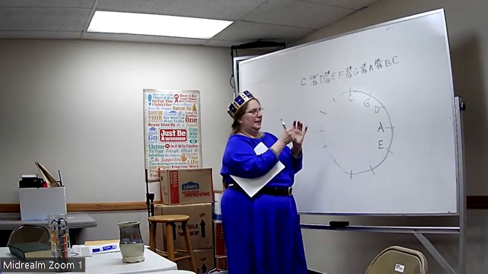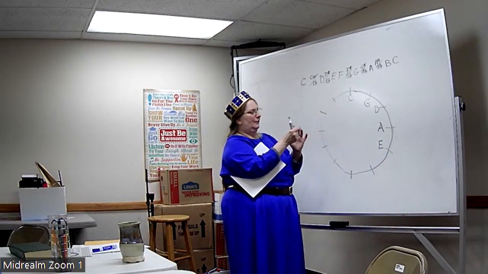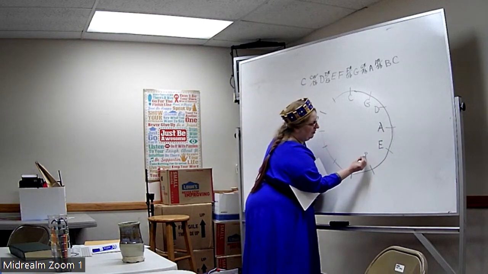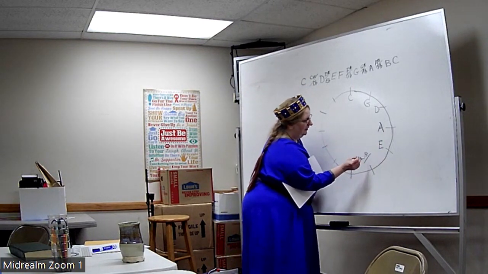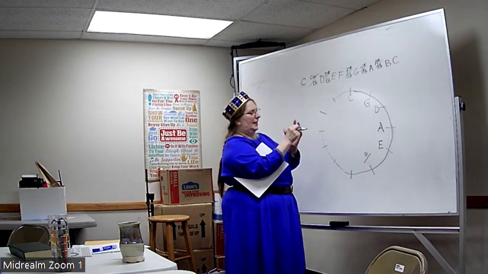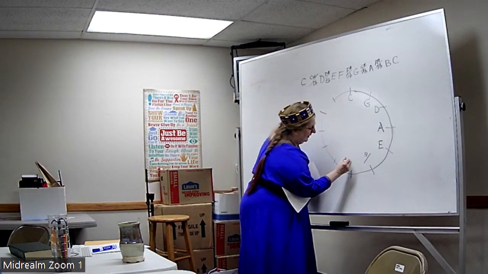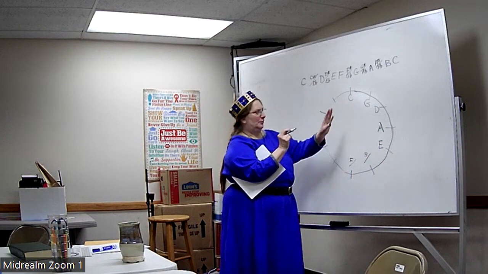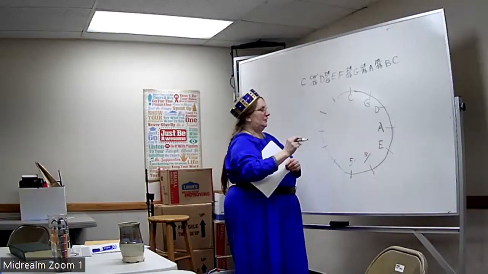E, F, G, A, B, and I'll do the B small. B, C, D, E, F. And then we'll stop there for the sharps, or the fifths.